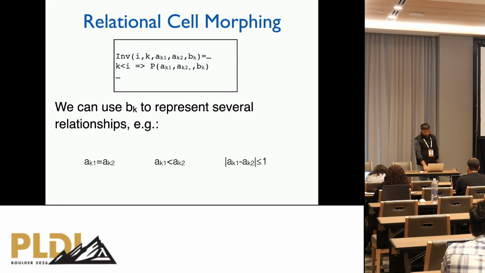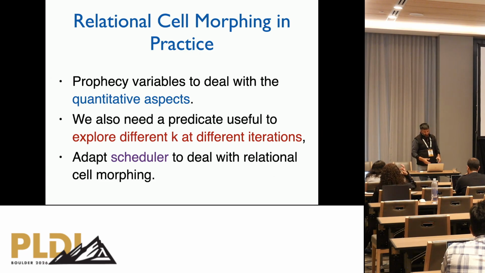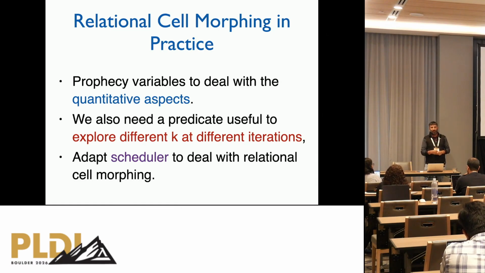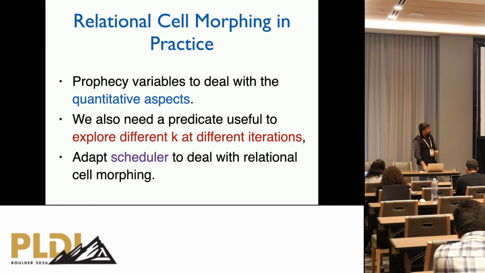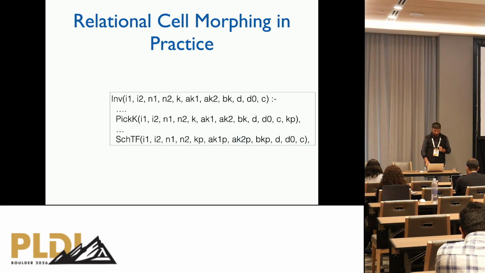Now, this is nice, it is a simple extension of the previous work, but in practice it doesn't really work. So we need to add some additional features. Like we need to use some prophecy variable to deal with quantitative aspects. We also need some predicates to explore different cases, and we need to adapt the idea of scheduler. And let me show you how we do this, and then I will wrap up.